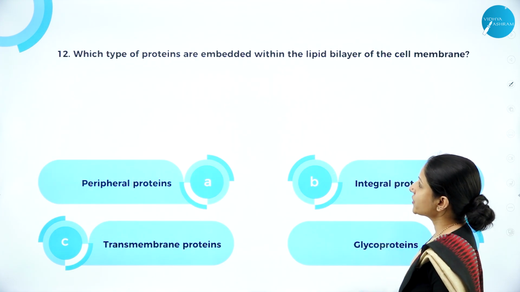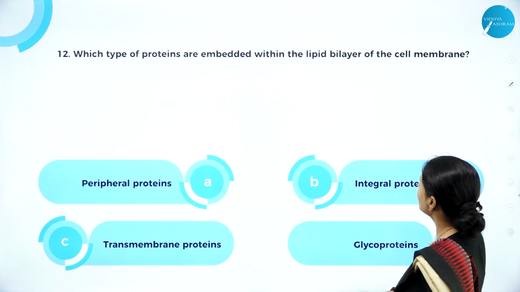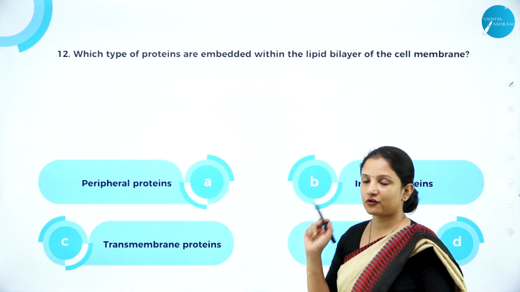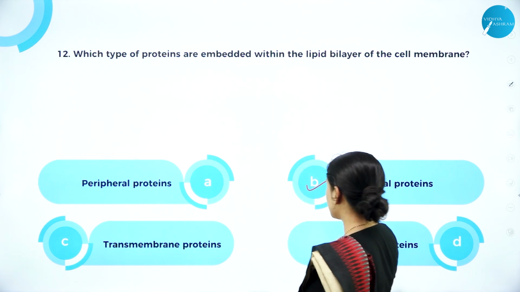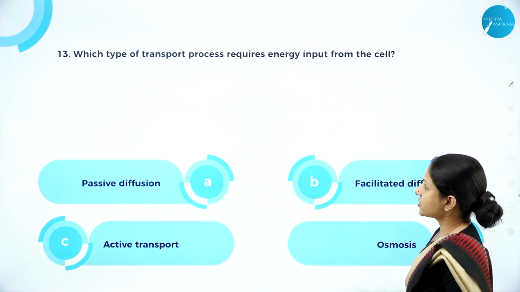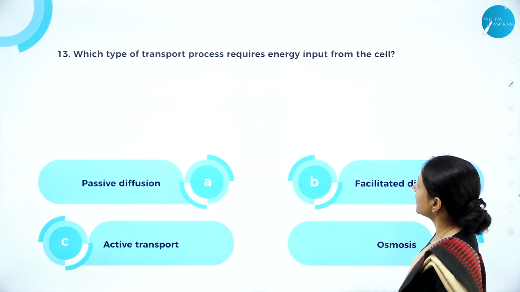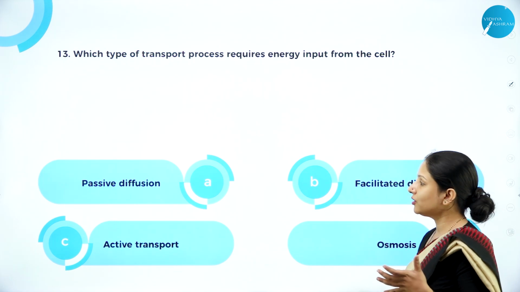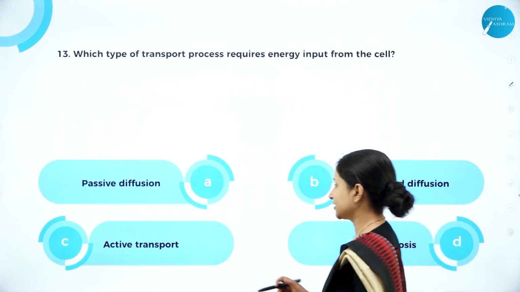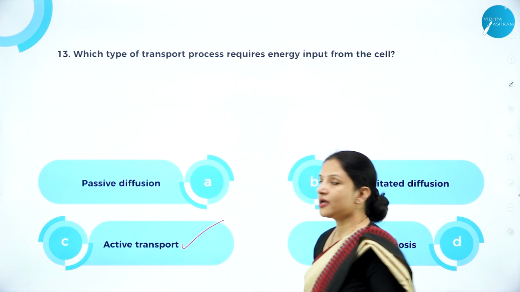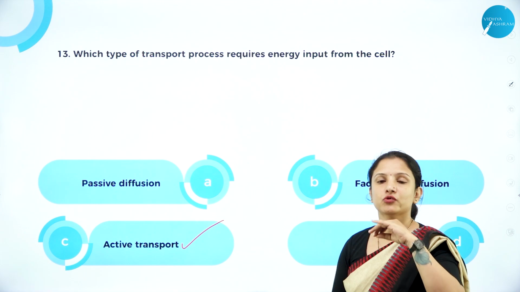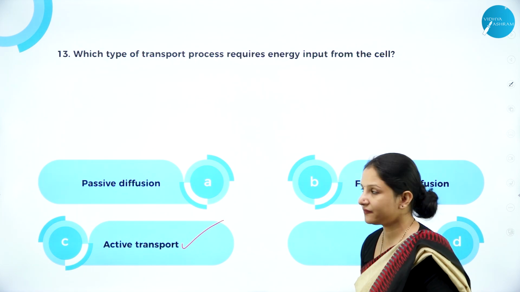Next question. Which type of proteins are embedded within the lipid bilayer of the cell membrane? Peripheral, no, they are present on the surface of the lipid bilayer. It is the integral protein. So, integral proteins is the right answer here. Which type of transport process requires energy input from the cell? Passive diffusion, facilitated diffusion, active transport. It is active transport. So, any type of transport of molecules into the cell and out of the cell which requires energy is called active transport.